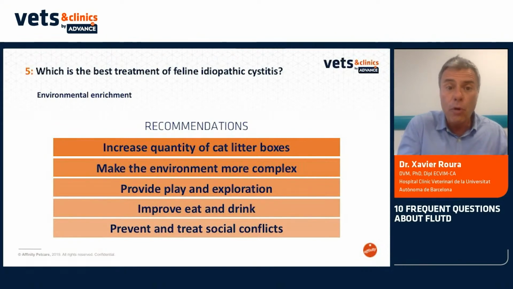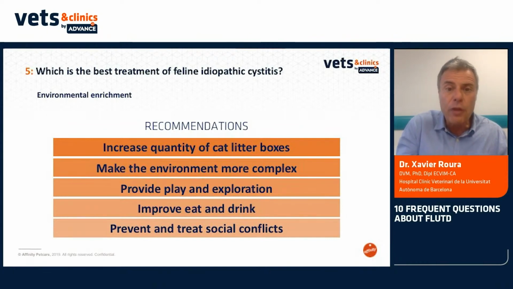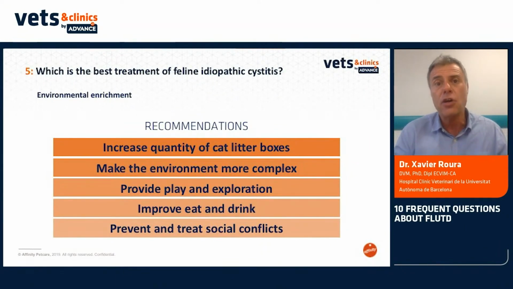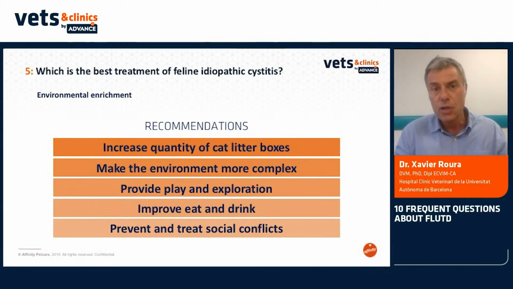or making the environment more complex in order to activate the behavior of the cat, or providing play or areas for exploration, so we can increase the activity of this cat and probably prevent and treat other potential social conflicts with other cats or even with the owners in order to improve this kind of neuroendocrine situation that perhaps can improve the feline idiopathic cystitis. So, multimodal treatment where diet, decreased urinary specific gravity, and environmental enrichment are the three most important parts of this treatment.